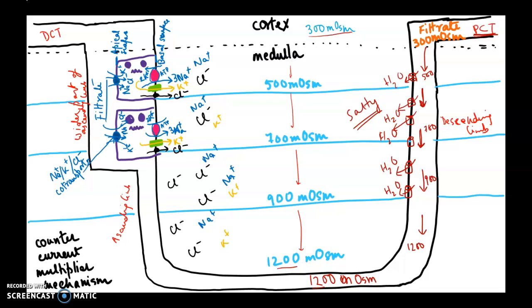All right. What happens next? So now the filtrate is here, and it is super concentrated. We agree, right? We started at 300 and we end up at 1200 milliosmoles. So the filtrate is super concentrated at this point.